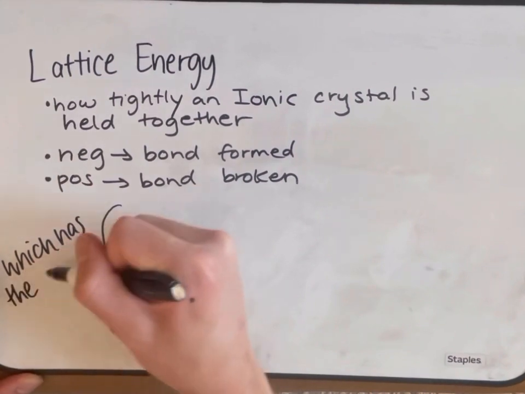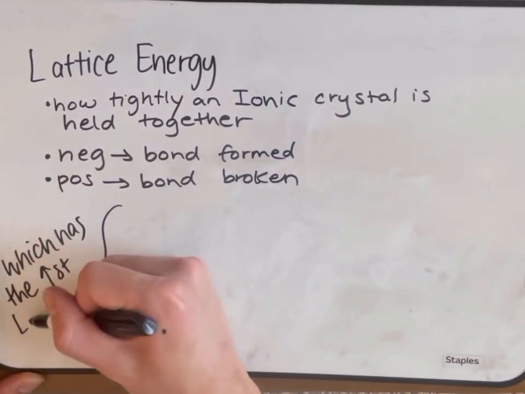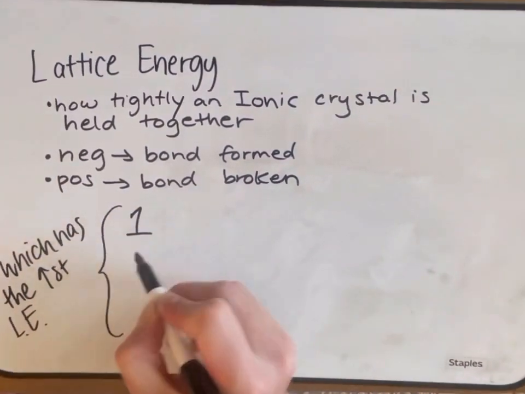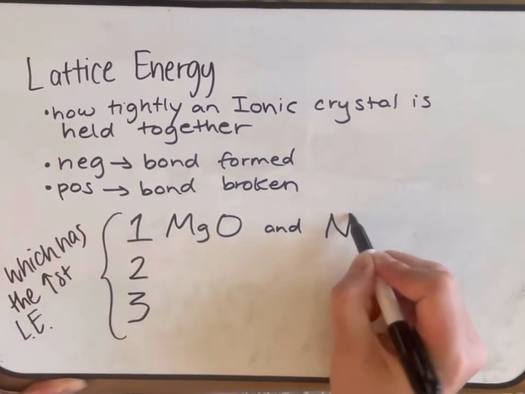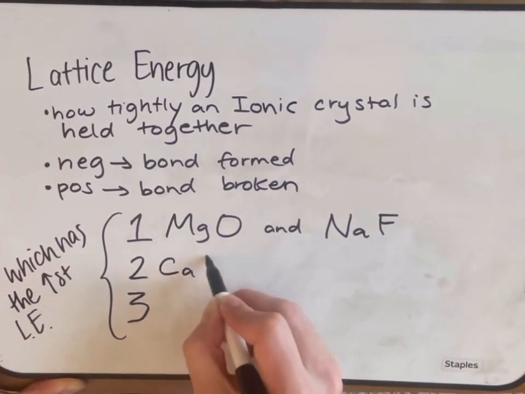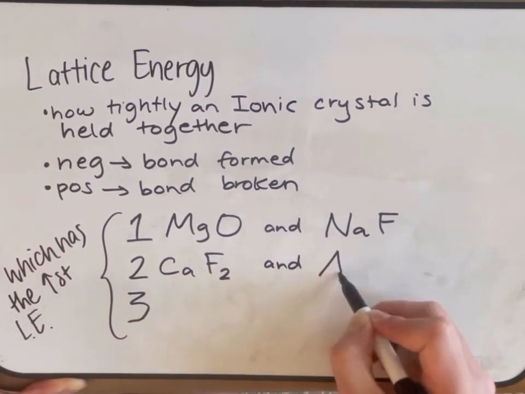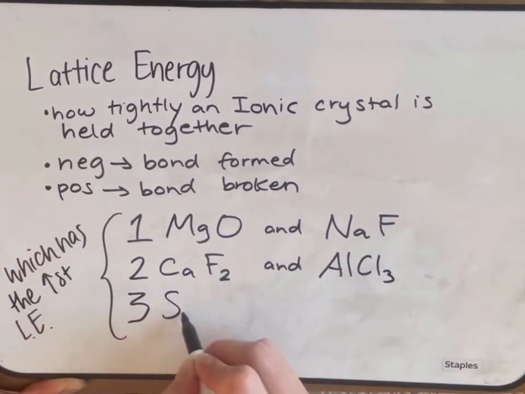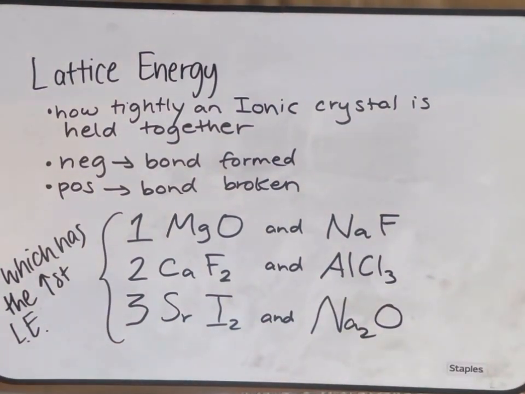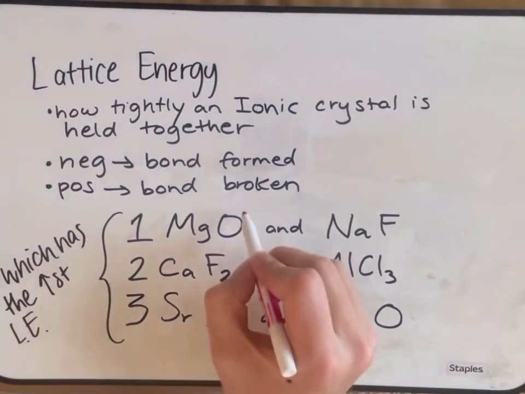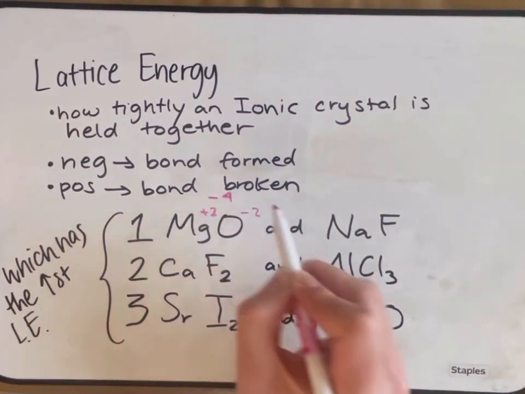So now let's go over some questions, and if you want to pause the video after I've written down all three questions, you can check them with me afterwards. So the question asks, which has the highest lattice energy? There's three questions: MgO, NaF, and so on. We're going to compare Ca and F2 and AlCl3.